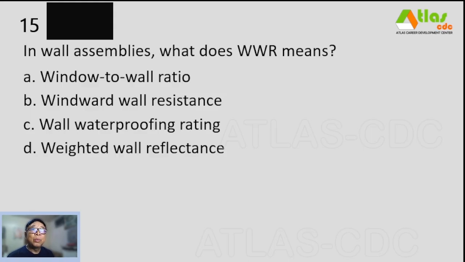Number 15. In wall assemblies, what does WWR mean? A. Window to wall ratio. B. Windward wall resistance. C. Wall waterproofing rating. And D. Weighted wall reflectance.